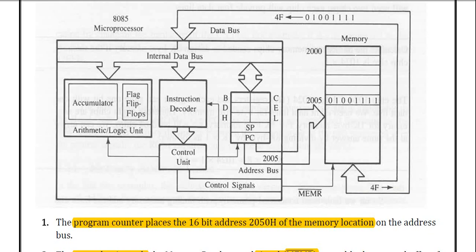The data 4F will be transferred by the data bus to the internal bus, and by this internal bus it will move to the decoding section, which is the instruction decoder. From the decoding section it will move to the execution section and the program will be executed. That is how this works. This diagram is also very important for your examination. Please take a snap of this one.